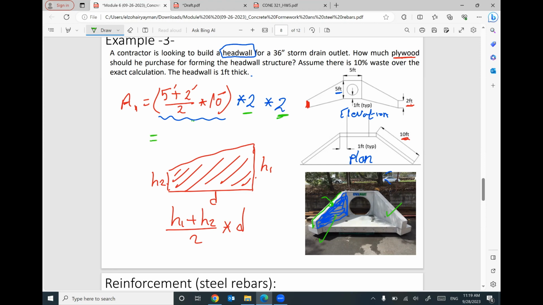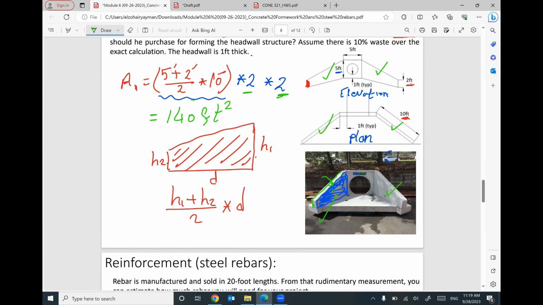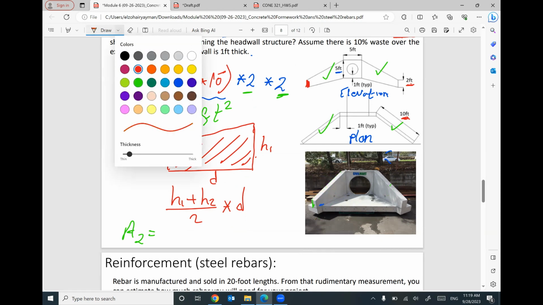So far, I calculated the total required area for formwork for just the 2 walls, this one and this one, or this one and this one. So the total will be 5 plus 2 divided by 2 times 10 times 4 equals 140 square feet. Keep in your mind, we need to construct another wall, which is this one.